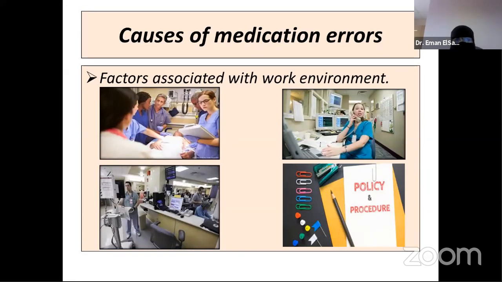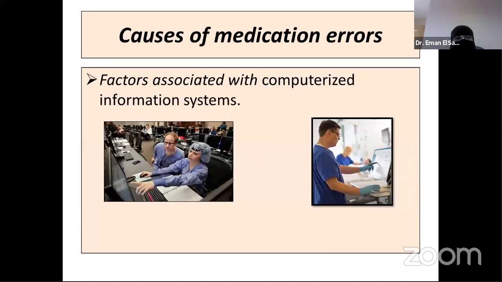And also, there are factors associated with the computerized information system. Like there is a computerized system, but it is more advanced, so it is more complicated and needs a lot of training for staff. Or it is old, so a good system is needed. Or there is no computerized information system present in the hospital.